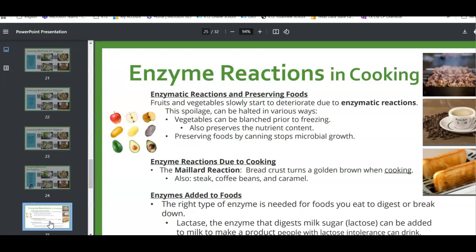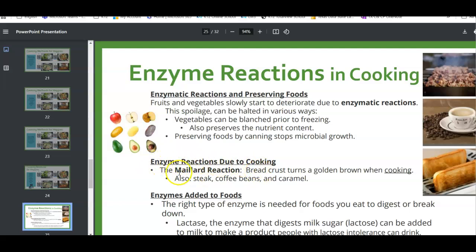And then we're moving on to enzyme reactions in cooking. So these reactions occur when fruits and vegetables slowly start to deteriorate due to enzymatic reactions. Spoilage can be halted in various ways. Vegetables can be blanched prior to freezing, which also preserves the nutrient content. Preserving food by canning stops microbial growth.